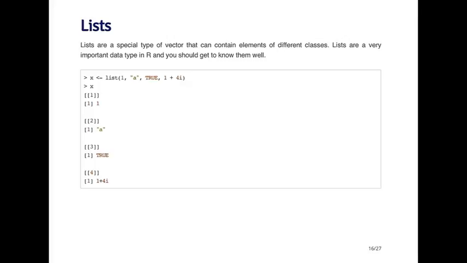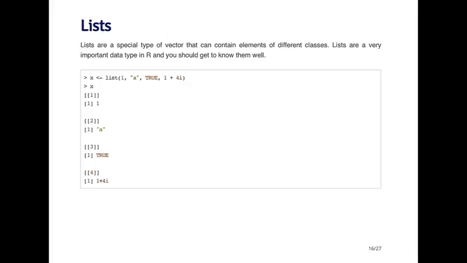Here I'm creating a list called X using the list function, which can be used to construct the list. The first element is a numeric object of 1. The second element is a character, letter A. The third is a logical, and the fourth is a complex number. This is not a problem with lists. When I auto-print the list, you'll see that it prints out a little bit differently. It doesn't print out like a vector because every element is different. You can see the double brackets here, so the elements are indexed by double brackets. The first element is the vector 1, the second element is a vector with A, the third element is a vector with TRUE, and the fourth element is a vector with the complex number 1 plus 4i.